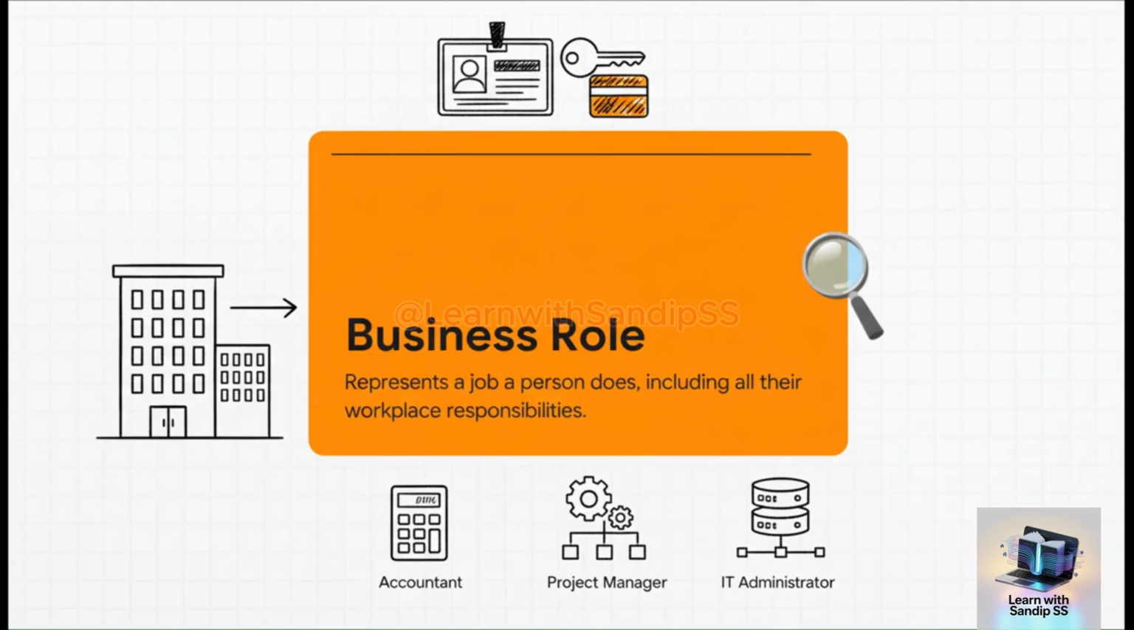And then we have the business role. Now this is key. This isn't the person anymore, it's the job they do. Think accountant or project manager. So if the user is the employee, the business role is their official company ID card. It's the access pass that says exactly what they are and are not allowed to do inside that building.